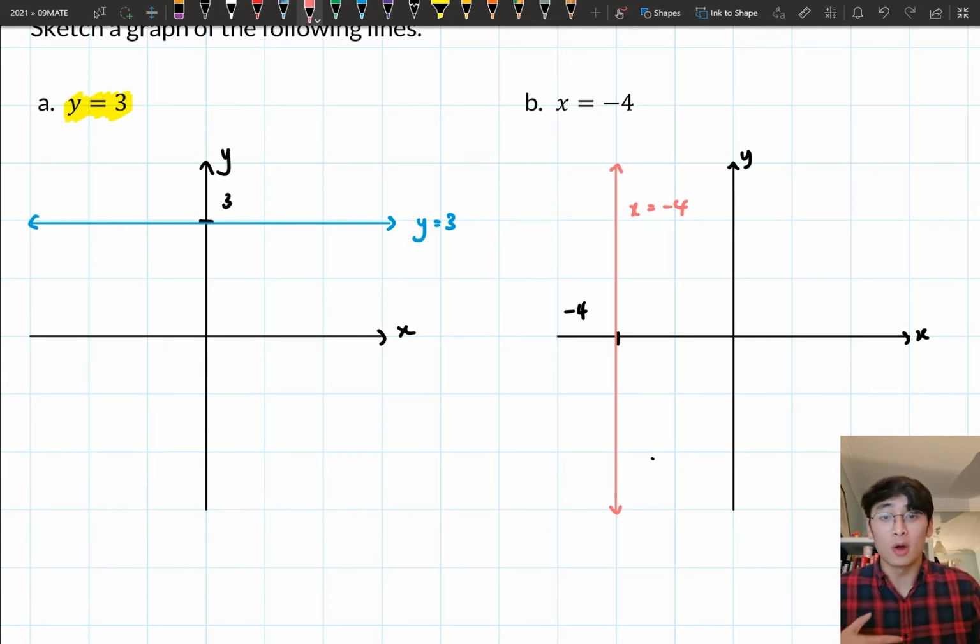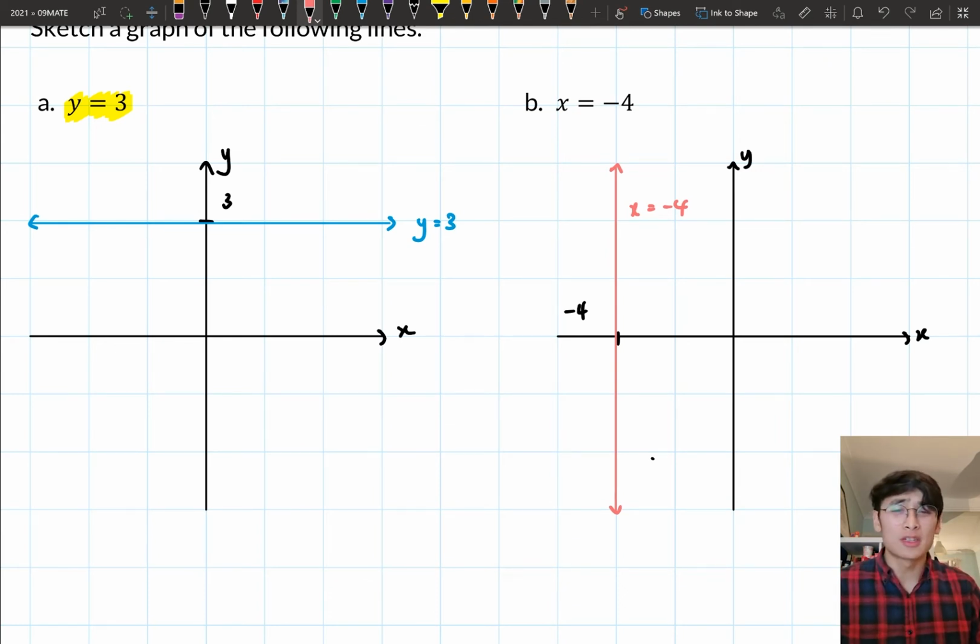And so these are our first two examples of linear relationships with only one intercept. X is equal to a number or y is equal to a number if we need to plot them on a Cartesian plane. If it's x is equal to a number, it's just going to be a vertical line, like this example here. If it's y is equal to a number, it's going to be a horizontal line, like the first example in A. Okay, so those are our first two special linear relationships which only have one intercept.